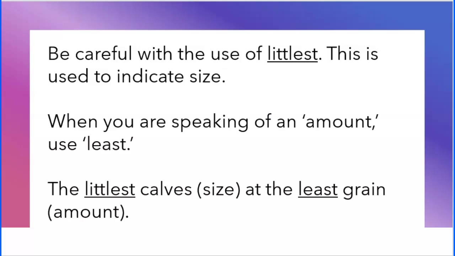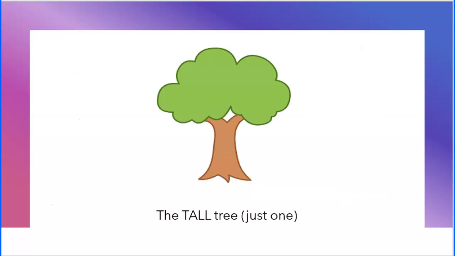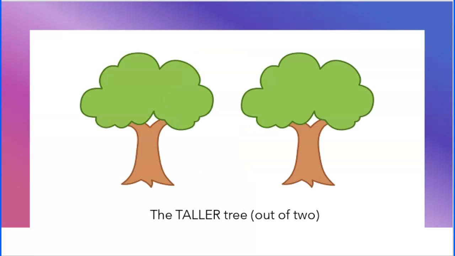All right, let me give you some examples. I was getting pretty creative in the video world, so I have put up a tree. One tree in my backyard. The tall tree. It's the only one. And it's tall. The tall tree. And I literally only have one tree in my backyard. However, outside of my fence, there is another tree. But my tree is still the taller tree out of the two. My tree's the taller, and that one outside of my fence is not.